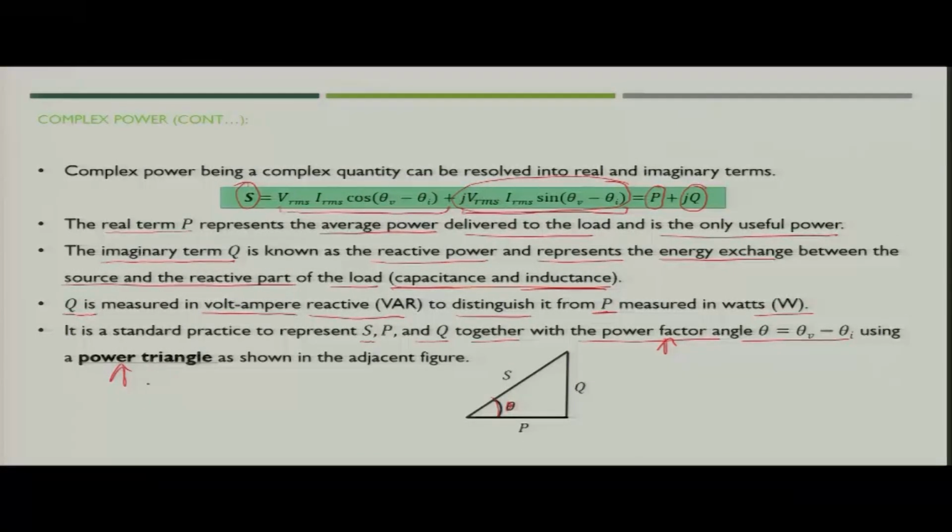This power triangle is very important, and most of the time you will be asked to show what the power triangle is. So, you should remember that the power triangle is this particular triangle where we correlate real power, reactive power and the complex power.